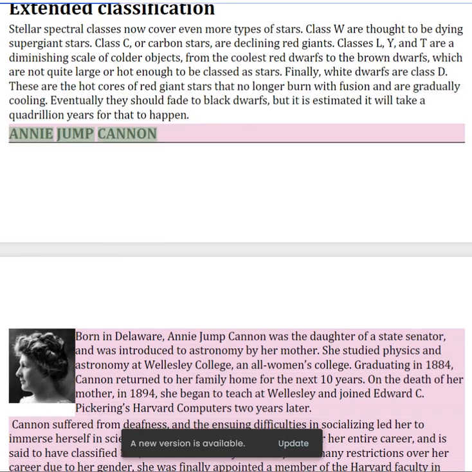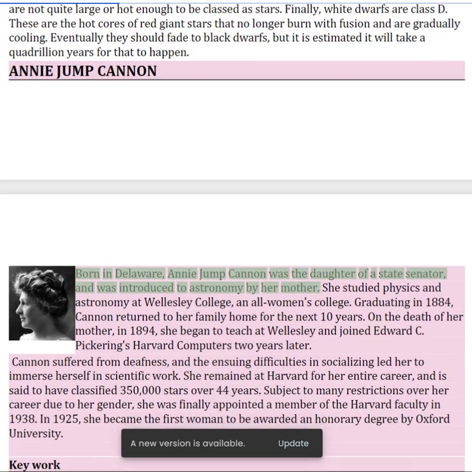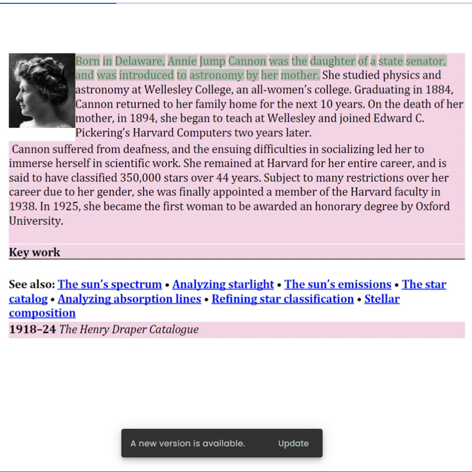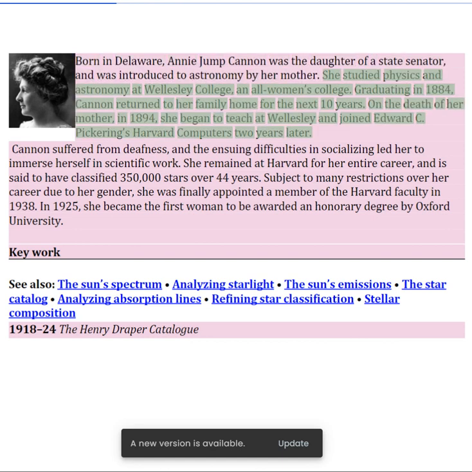Annie Jump Cannon. Born in Delaware, Annie Jump Cannon was the daughter of a state senator, and was introduced to astronomy by her mother. She studied physics and astronomy at Wellesley College, an all-women's college. Graduating in 1884, Cannon returned to her family home for the next 10 years.